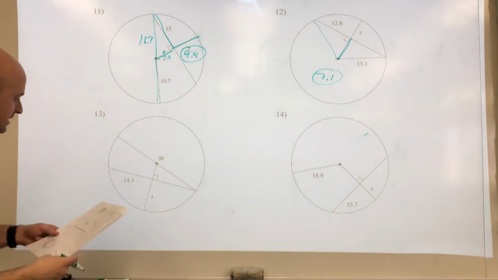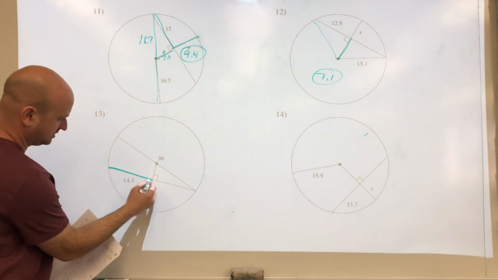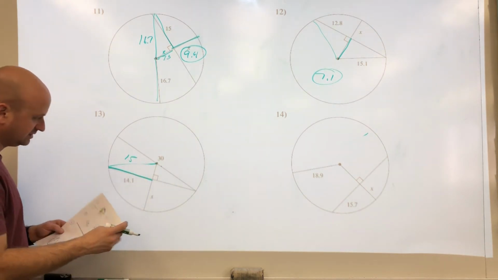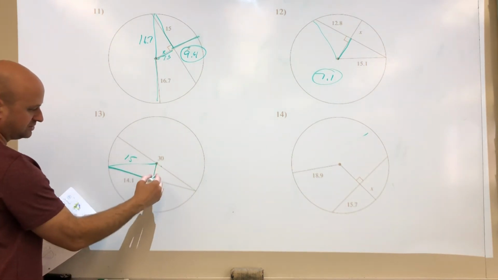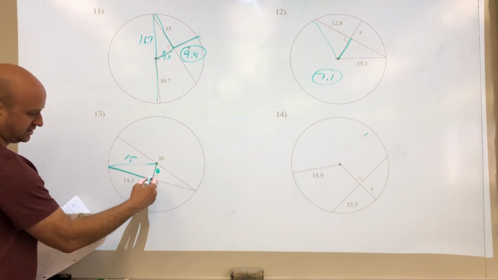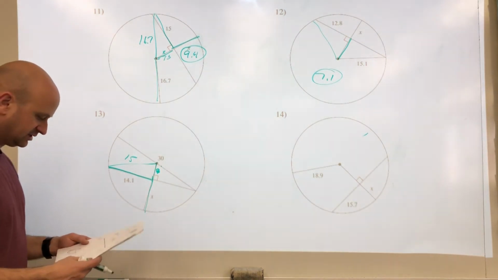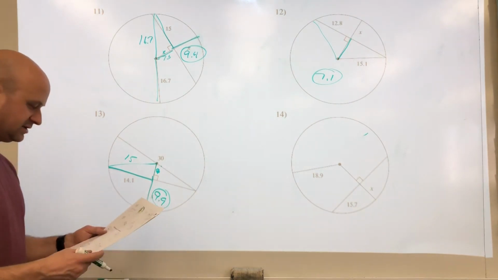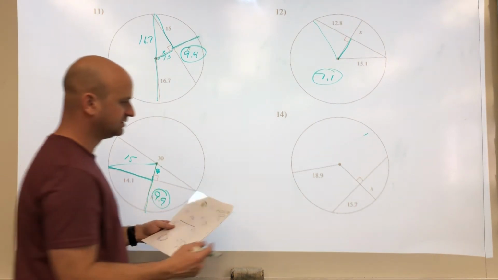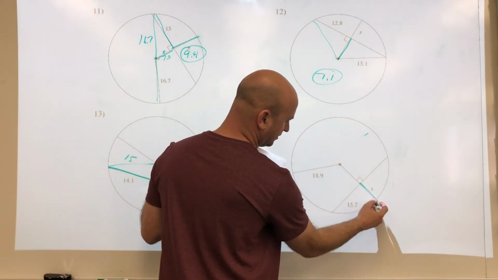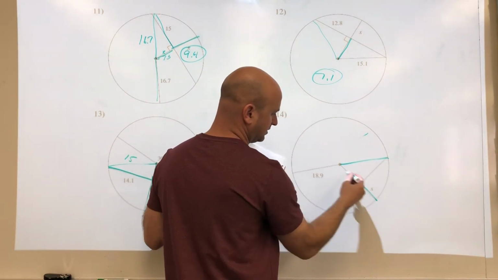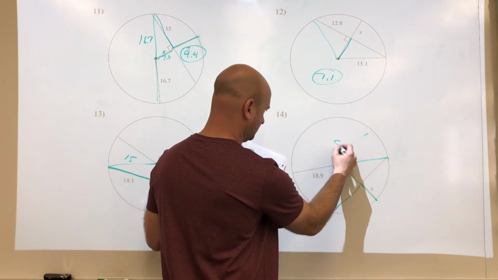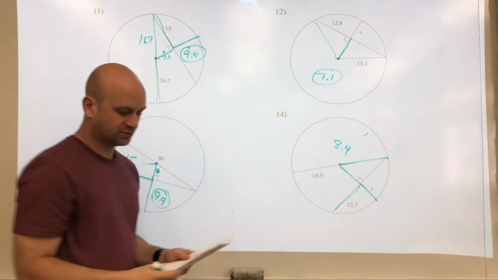All right, on number 13, again, we have here to here, this is going to be a radius of 15 because the diameter is 30. So once you find this thing here, then you can subtract it from 15, and you're going to get a value of 9.9. Number 14, same thing here. They want this distance, right? You can figure out what this is, and we get 8.4 as our value there.